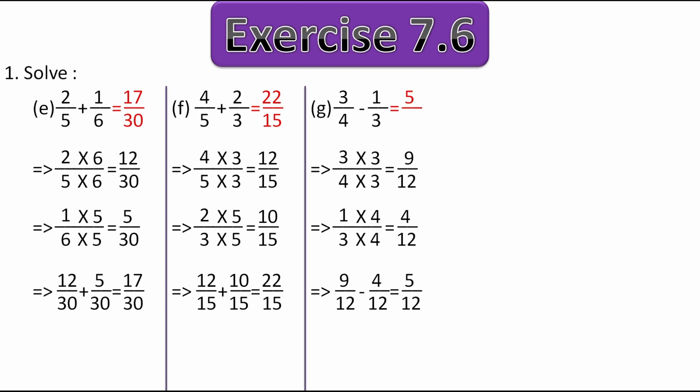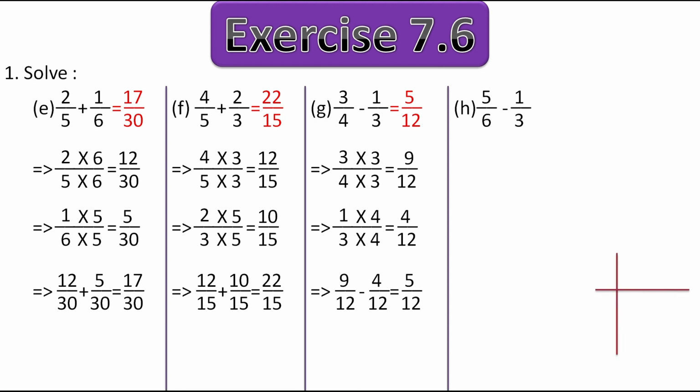Okay. Now let's move to the next one, that is H. 5 upon 6 minus 1 upon 3. Now here I'll teach you one more method. See here, 6 and 3 are not co-prime numbers. So we need to find the LCM. Let's find the LCM of 6 and 3. 2 3s are 6, 3 will remain as it is, and 3 1s are 3, 3 1s are 3. So I got the LCM as 6.